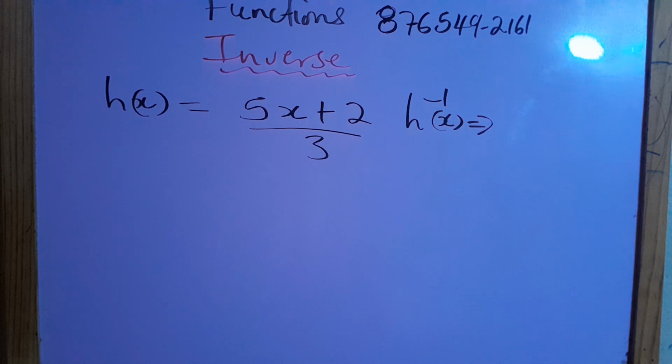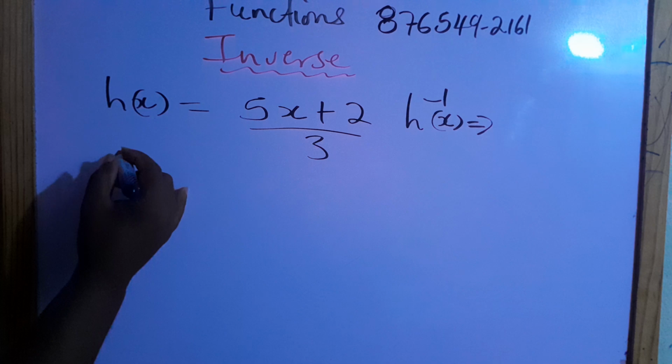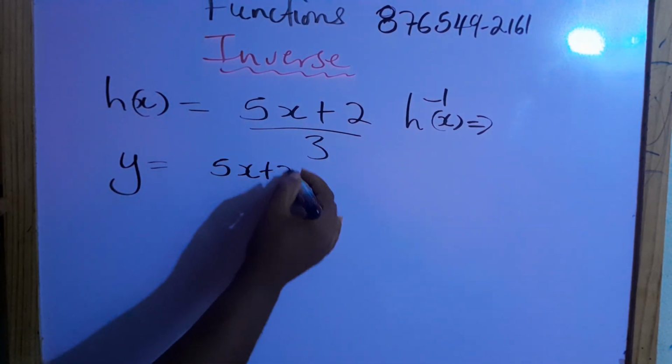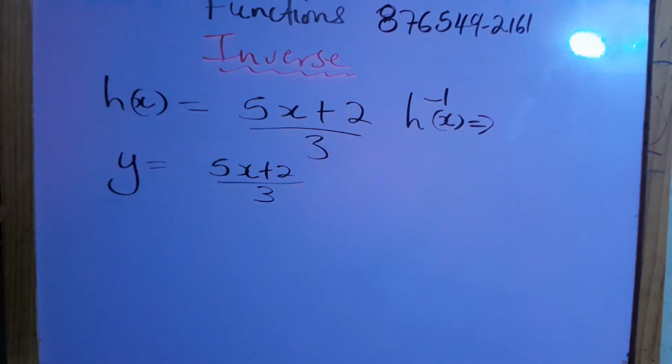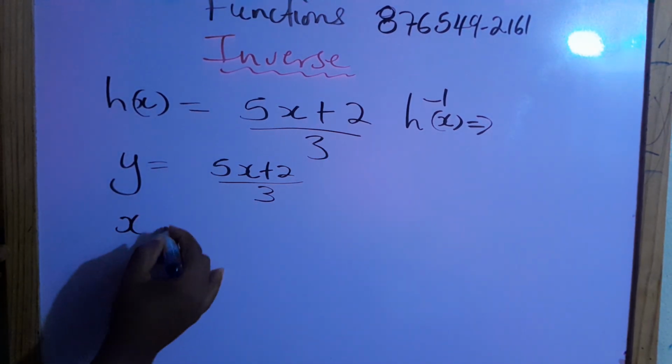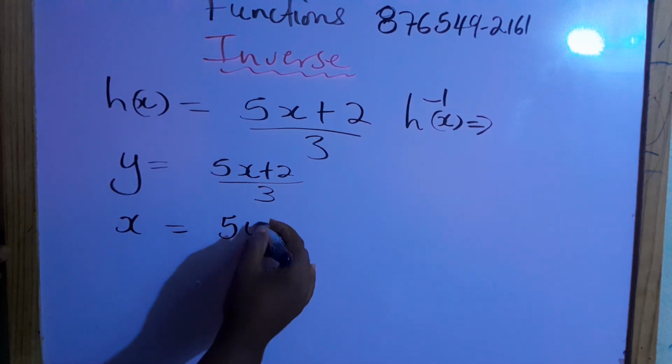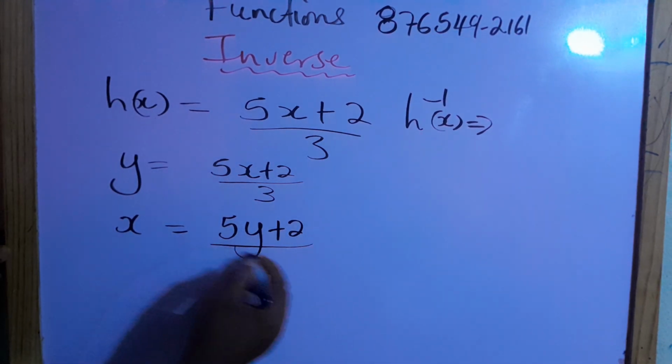Let's look at another inverse. Alright guys, so we have h of x is equal to 5x plus 2 over 3, and we're asked to find the inverse of h. So to do that, we do the same procedure, which is change the function to y. It doesn't make a difference. Y is equal to 5x plus 2 over 3. Interchange x for y and y for x. So we have x is equal to 5y plus 2 over 3.